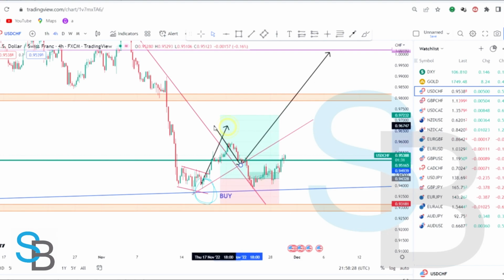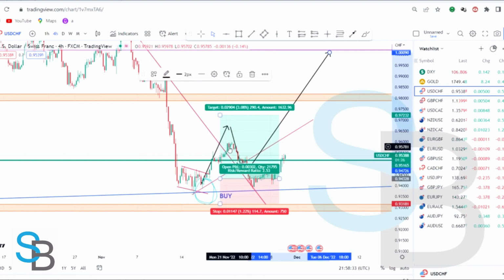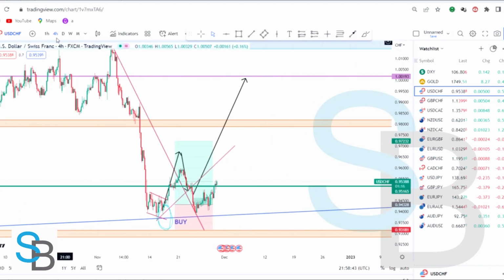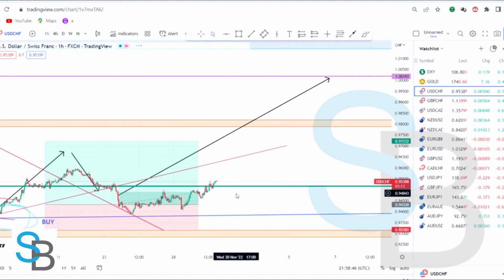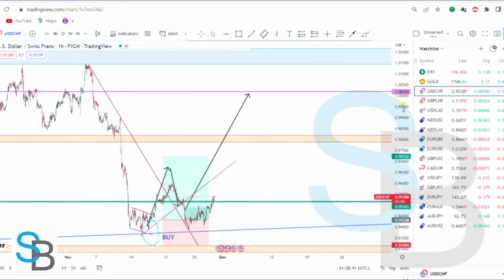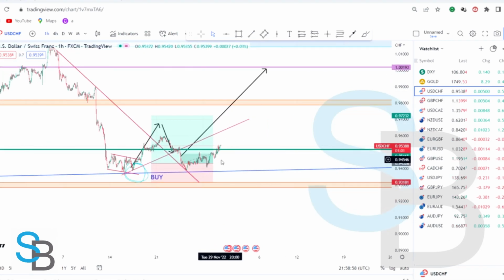I predicted that after breaking this trend line, which it did at this point, it's going to retest the trend line and then start moving up. Now it has retested the trend line here, and you can see that it's now moving up. This is the 4-hour time frame. When you go to 1 hour, you see what's happening. So my prediction is that USD CHF will buy and buy and buy. Of course, you know the market doesn't just keep going; it buys and retraces. That's how the whole thing works.